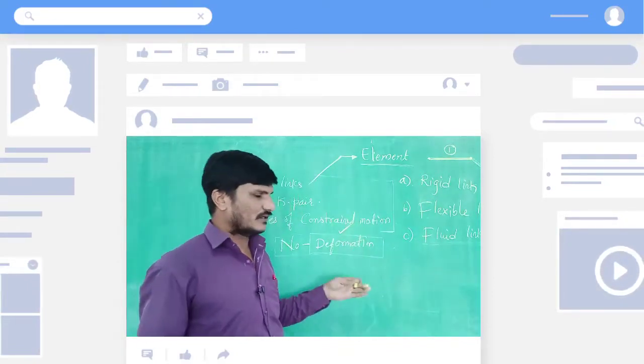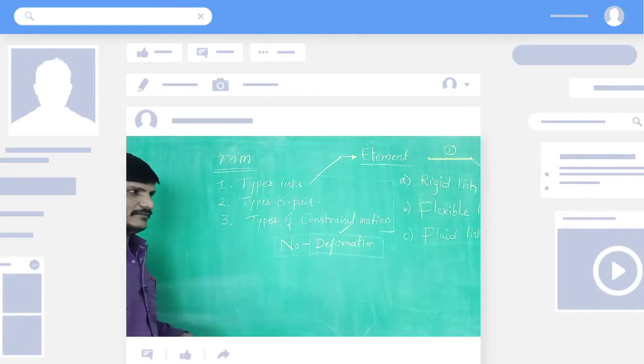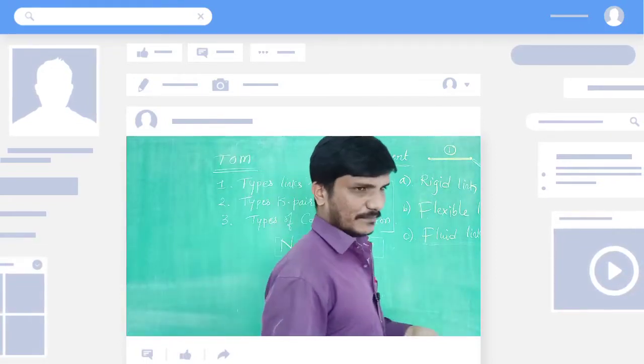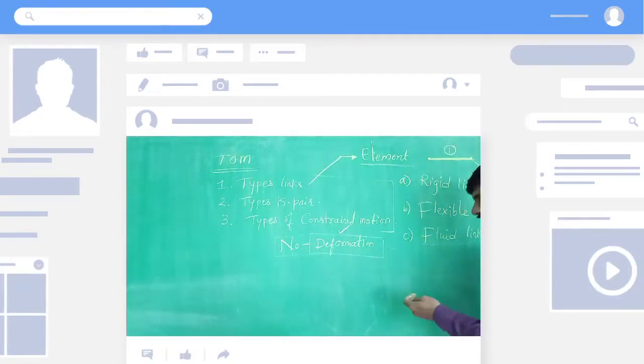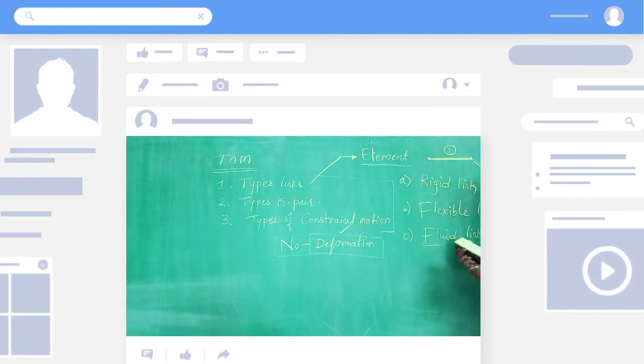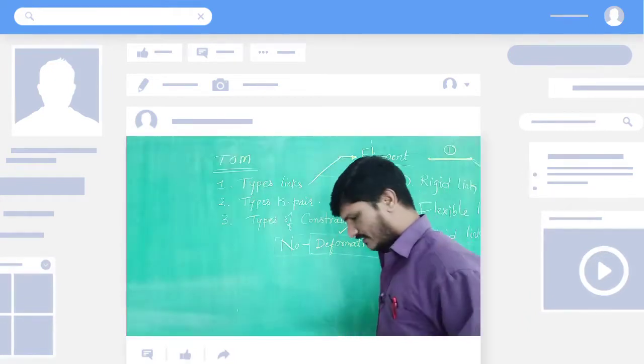So through fluid the power can be transmitted in the fluid link. You can take the example of a hydraulic press, screw jack, hydraulic cranes, or anything you can take to define these terms. Now, coming to the kinematic pairs.